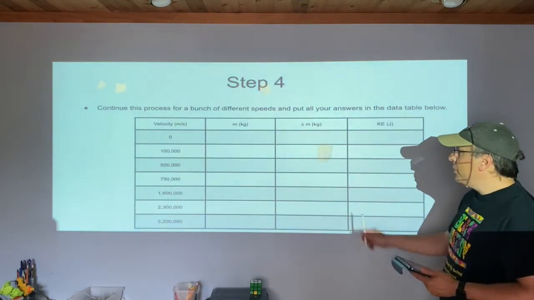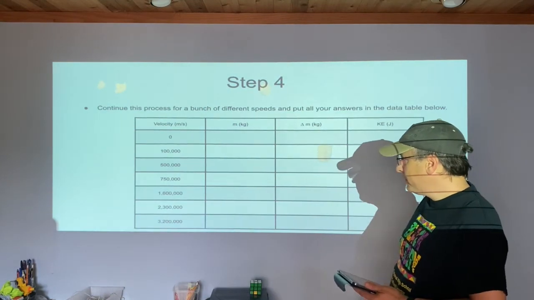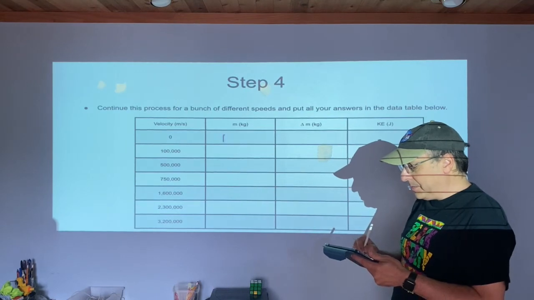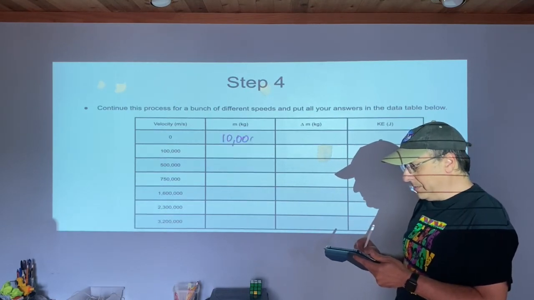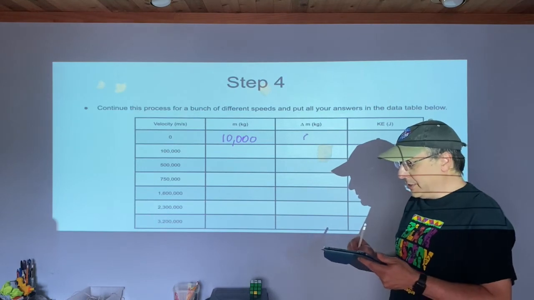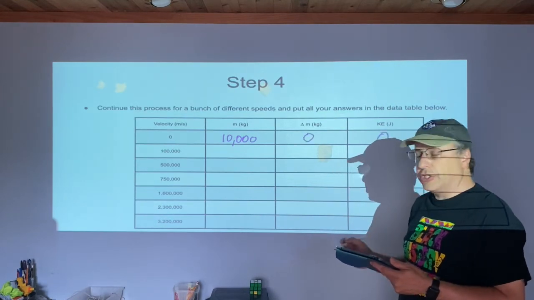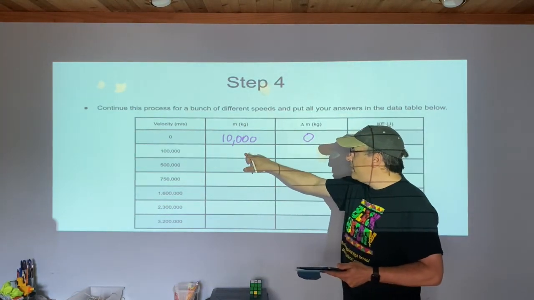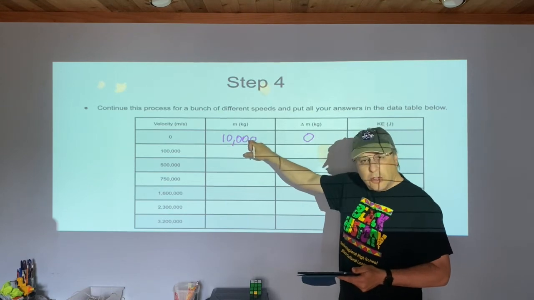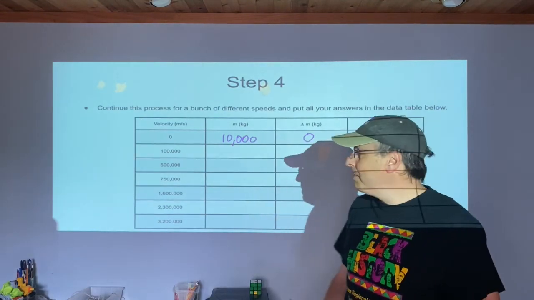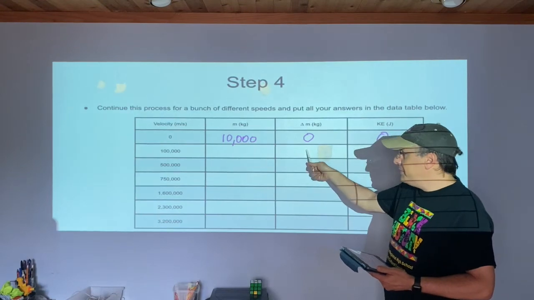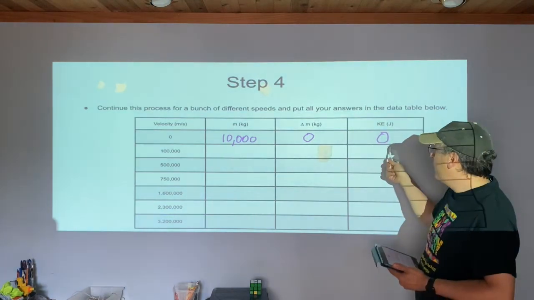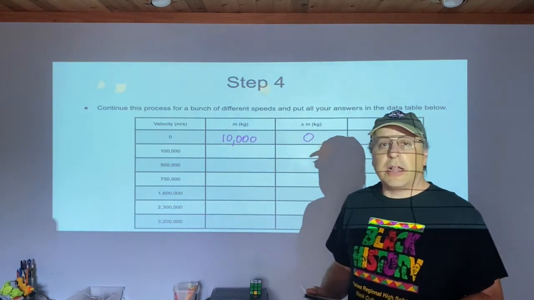Okay, for step 4, you're going to fill out your data table. The one for 0 speed should be easy. The spaceship should have a mass of 10,000. That's the proper mass. There is no difference in mass, and the kinetic energy should be 0. Then you want to do the one you just calculated. So what mass did you get here? It's going to be real close to 10,000, so don't round anything. What's the difference in mass between the 10,000 and what you calculated? And then what is your kinetic energy? Should be a really large number.